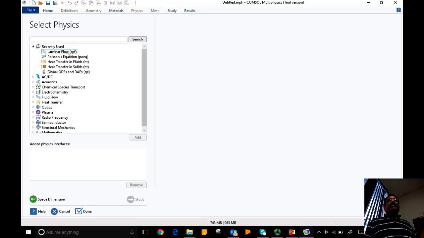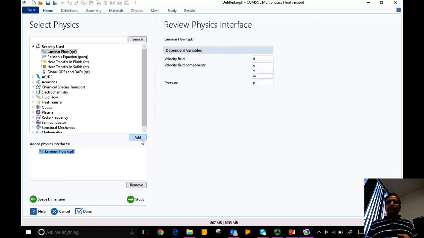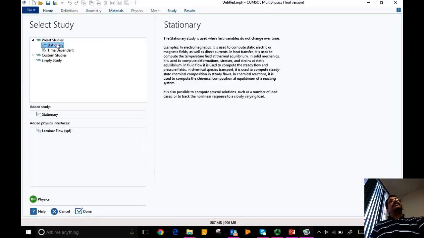So, okay, we have fixed our domain as two-dimensional. And what physics? I'm going to solve laminar flow. So I pick that and say add that physics. So it tells me the dependent variables are u, v, w, and p. So in 2 dimension, I have 3 velocity and pressure field. And then I'm going to go to study. I'm going to look at steady state solutions, okay, and I'm done.